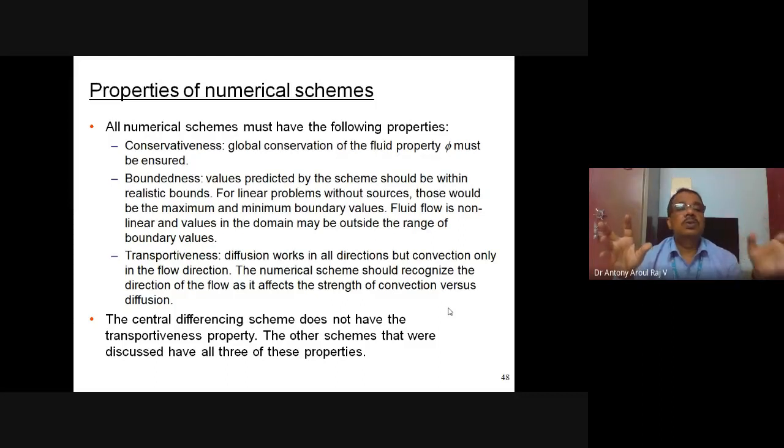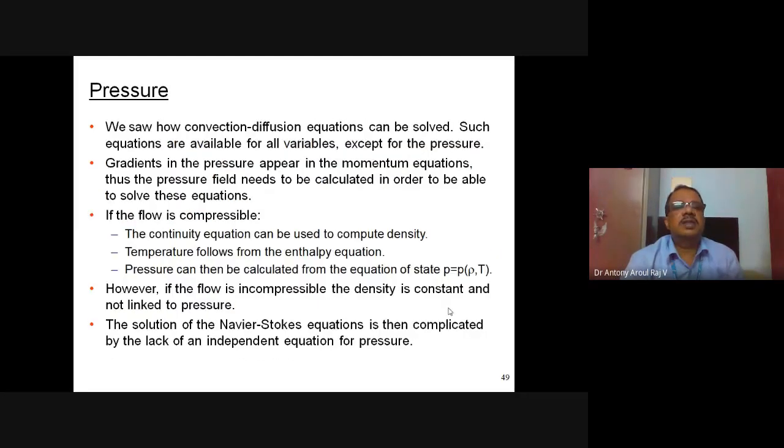So what do you have to do there? Then you have to think of transportiveness. When it is highly convective flow, the velocity is more, you should not go for central difference scheme. You should go for upwind scheme, or hybrid scheme, or power law scheme, whatever is mentioned. So these properties you should know. These are the properties of a numerical scheme.